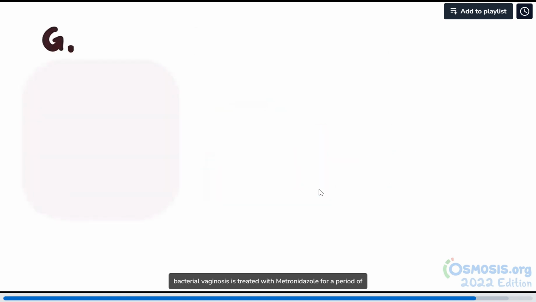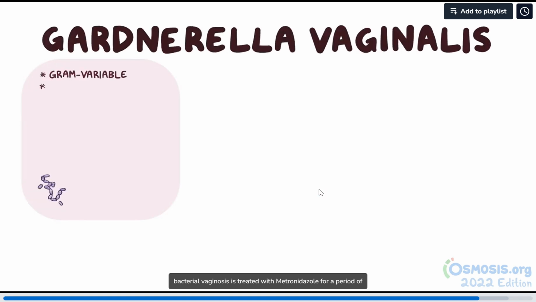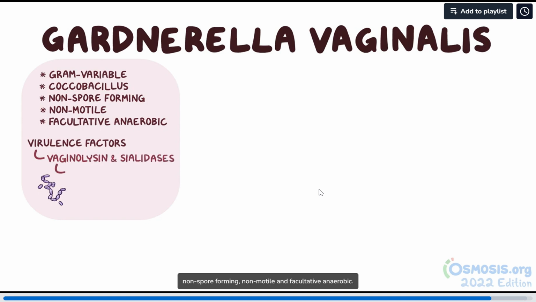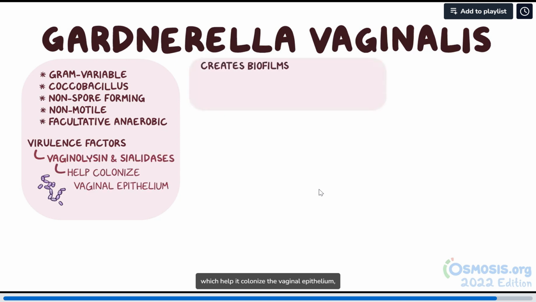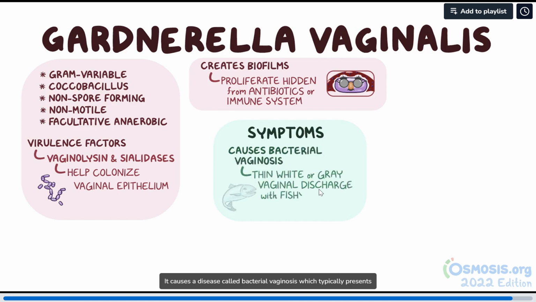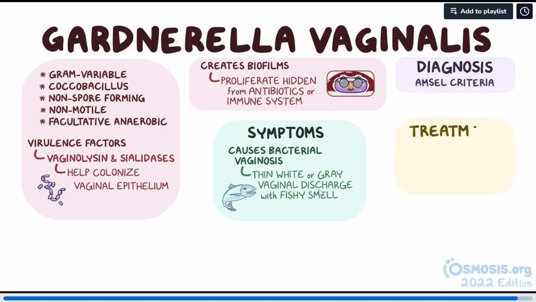Alright, as a quick recap, Gardnerella vaginalis is a gram-variable coccobacillus, non-spore-forming, non-motile, and facultative anaerobic. It has virulence factors like vaginolysin and sialidases, which help it colonize the vaginal epithelium. And it also creates biofilms, which can help it proliferate hidden from antibiotics or the immune system. It causes a disease called bacterial vaginosis, which typically presents with a thin white or gray vaginal discharge with a fishy smell. It is mostly diagnosed using AMSL criteria and is treated with metronidazole.